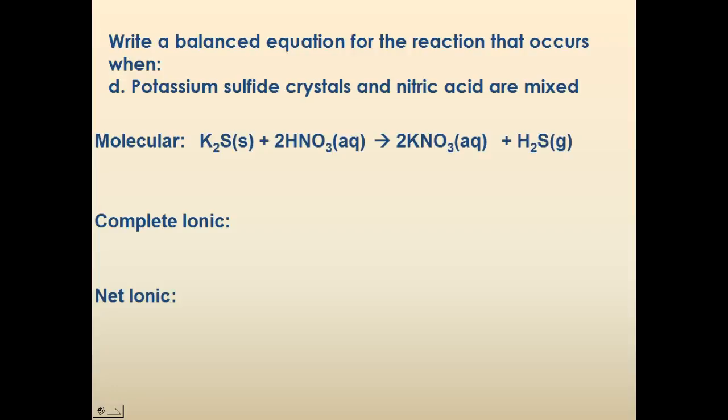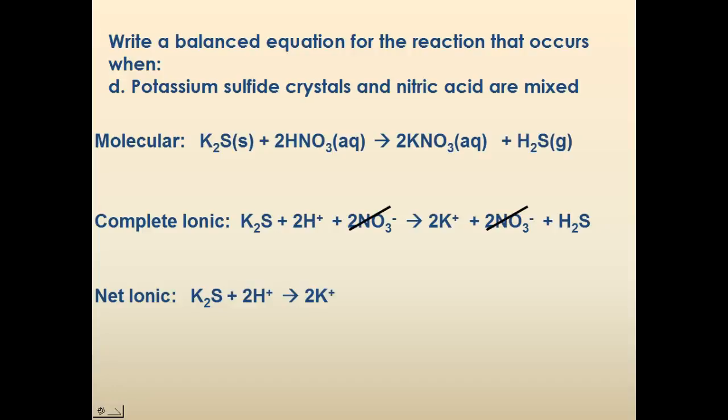Our solid and our gas cannot be ionized, but our strong acid, the nitric acid, can be, as well as the aqueous ionic compound with potassium and nitrate. So the hydrogen and the nitrate are going to split, 2 of each. Same with the potassium and the nitrate, but the H2S will stay put. So the 2 NO3s cancel, and we're left with K2S and 2 hydrogen ions making 2 potassium ions and hydrogen sulfide gas. So that is all the gas-producing reactions.